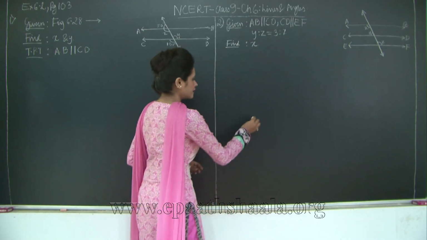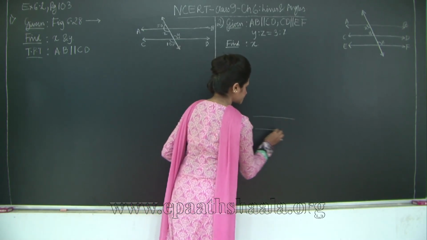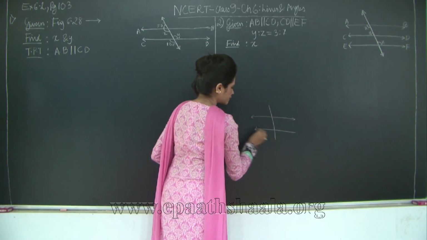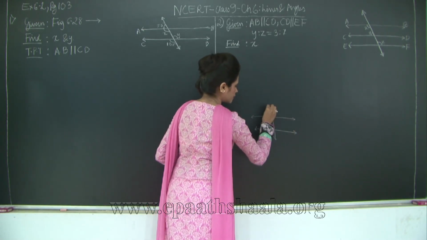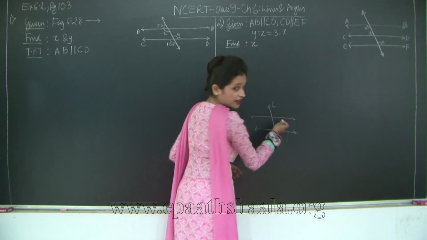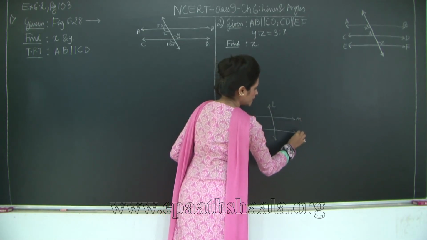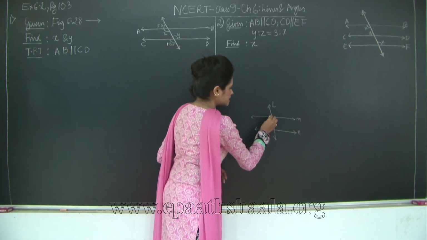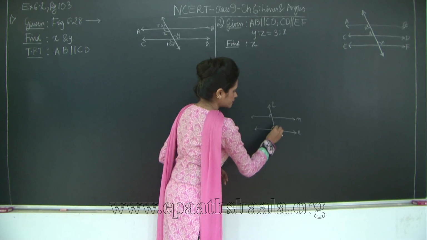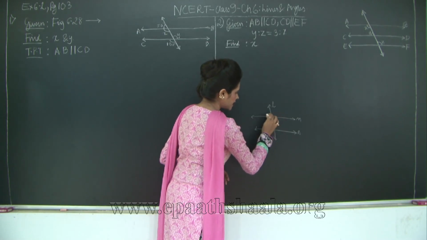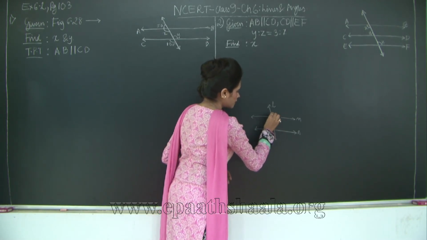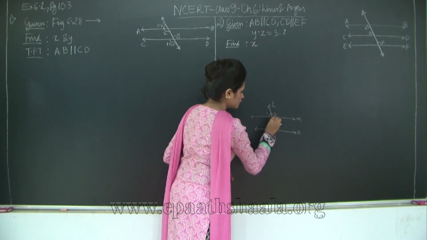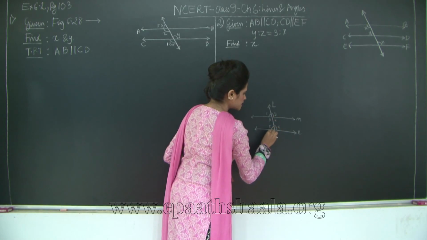So if I have two lines and a transversal here, I'll call my transversal line L. My two parallel lines are M and N, that is, M is parallel to N. So these are a pair of corresponding angles, correct? Let's say I'll mark these angles as 1, 2, 3, 4, 5, 6, 7, 8.